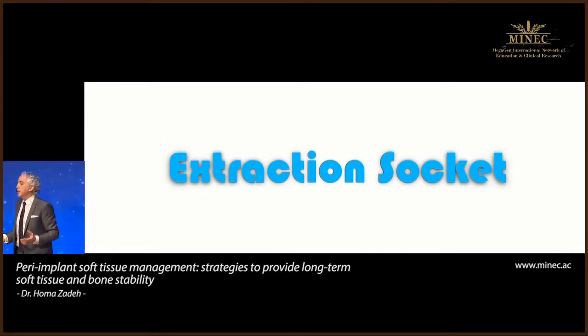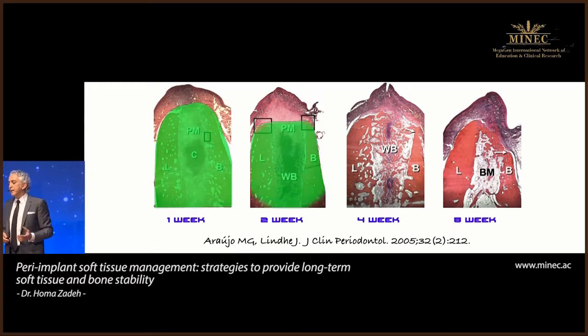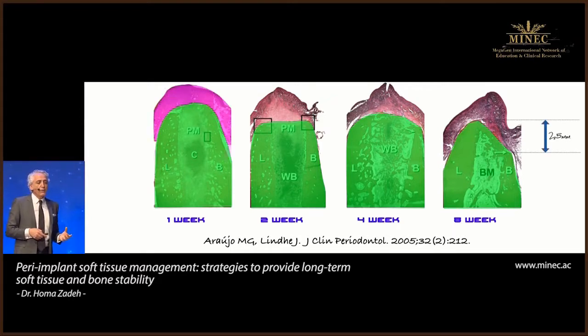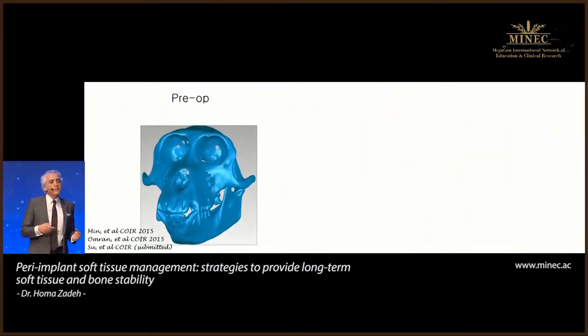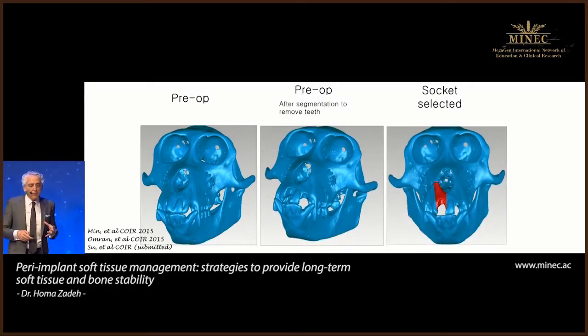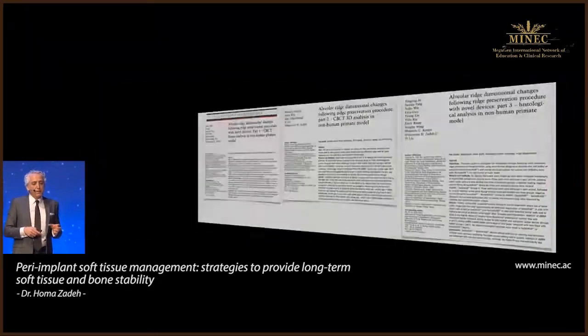What about extraction? Dr. Baroni talked in detail about extraction and described the studies by Araujo that when you extract teeth, you lose a lot of bone. But what happens to the mucosa? We know what happens to the bone, but what happens to the mucosa has not been studied as much after extraction. So what we decided to do was also to take a more relevant model, which is a non-human primate model.